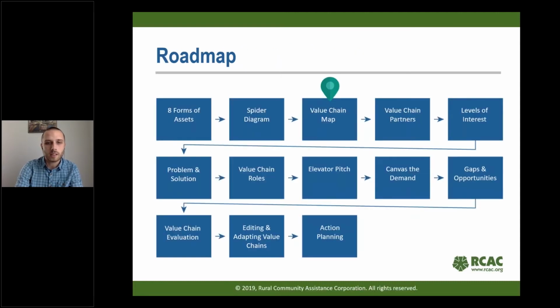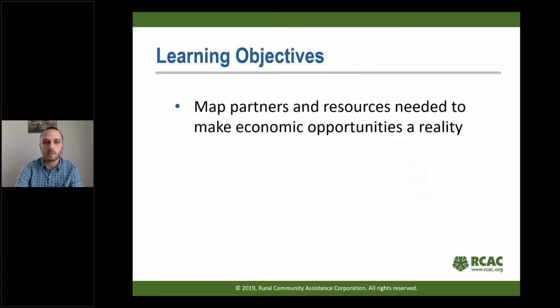You have already completed the tools in Module 1 to assess your community's assets. Now we will move on to building value chains. Module 2 will cover value chain mapping, understanding value chain partners, and the 3 types of interest. Our goal for today is to understand how to map the partners and resources in our communities, which are key to turning our economic opportunity into a reality.